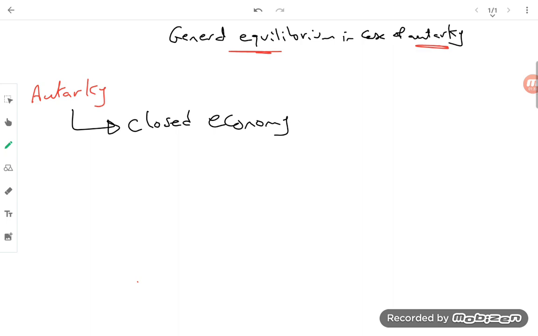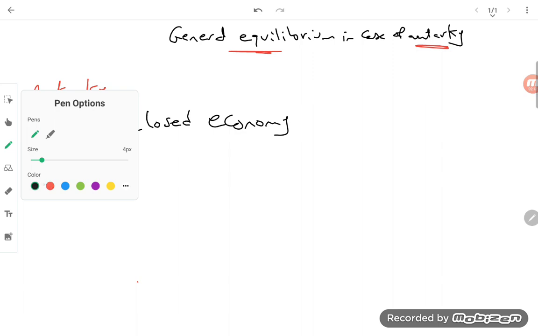So this is autarky. First of all, we would like to know how equilibrium is going to be achieved in case of autarky, and what quantities are going to be produced. And then we are going to relax the assumptions to find what's going to happen if we trade with the rest of the world, and what gains we are going to get from trading with the rest of the world.